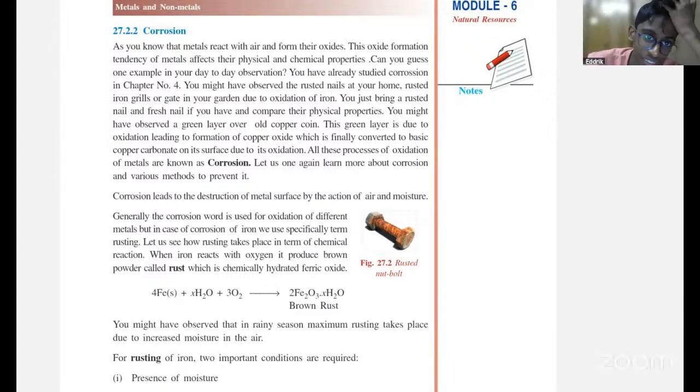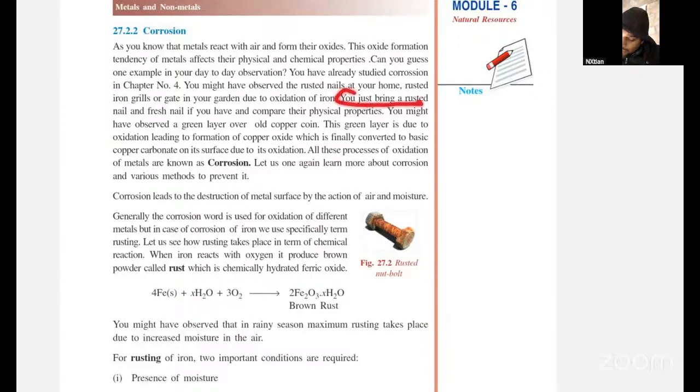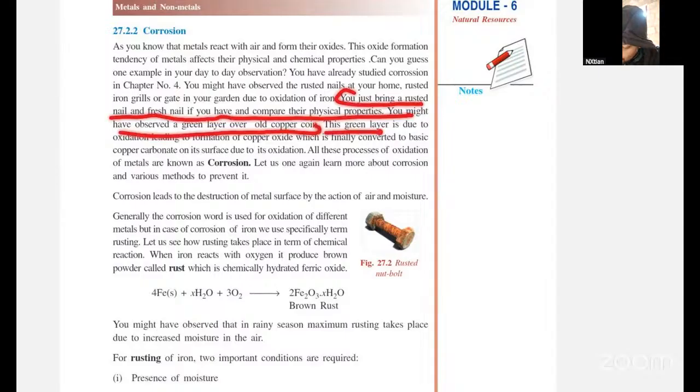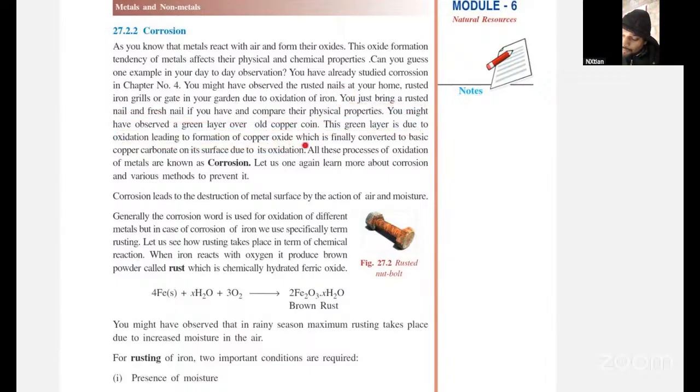You just bring a rusted nail and a fresh nail. If you compare their physical properties, you might have observed the green layer on an old copper coin. This green layer is due to oxidation leading to the formation of copper oxide. So we learned that copper reacts with oxygen making copper oxide, which is finally converted into basic copper carbonate on its surface due to oxidation.